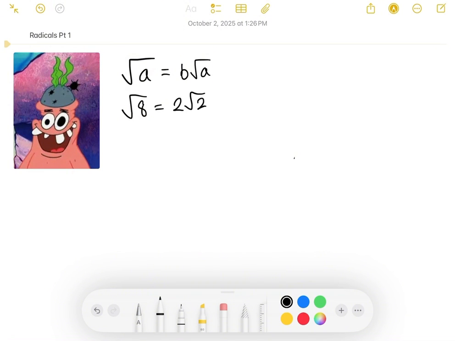I'll explain this. It's because radical 8 gets broken down into radical 2 times radical 4, because radical 2 times radical 4 is radical 8. When you break this down, you realize that this radical 4 can be fully simplified into a whole number, so it turns into radical 2 times 2. When multiplying a radical with a whole number, you just put the whole number on the other side of the radical. So you get 2 radical 2. That's why radical 8 equals 2 radical 2.